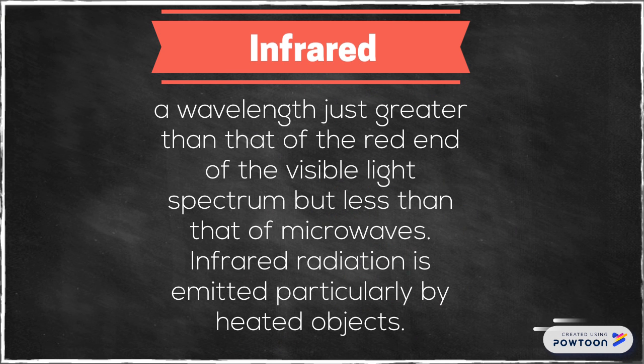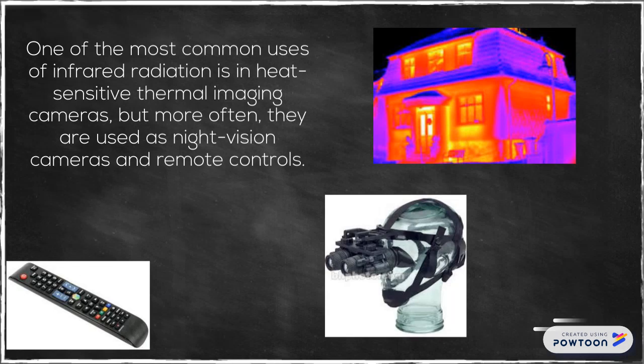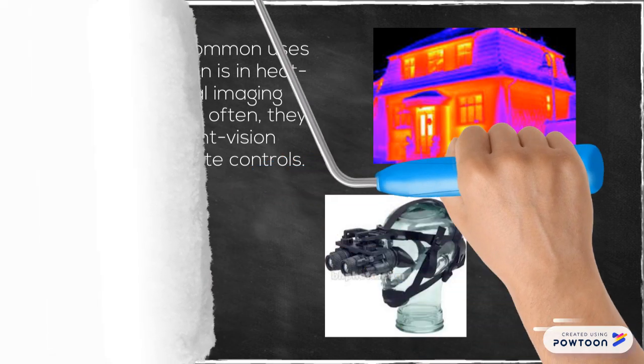Next are infrared waves, which have a wavelength just greater than that of the red end of the visible light spectrum, but less than that of microwaves. Infrared radiation is emitted particularly by heated objects. One of the most common uses of infrared radiation is in heat-sensitive thermal imaging cameras, but more often they are used in night vision cameras and remote controls.